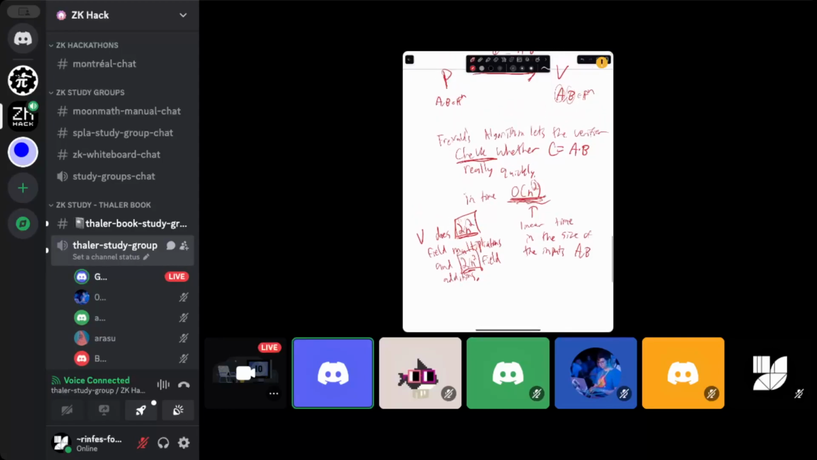And so throughout the whole book, and this study group, I'm going to consider one field operation, like addition or multiplication, as one time step. So when I say this algorithm runs in n squared time, what I really mean is n squared field operations.